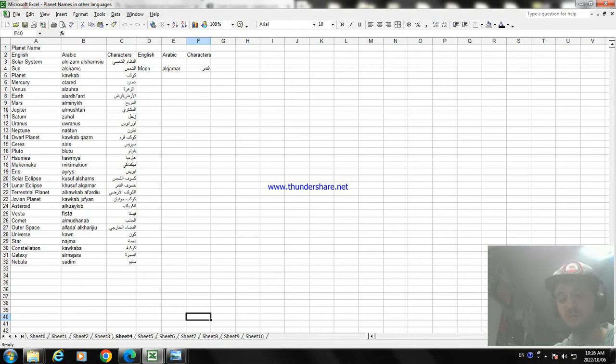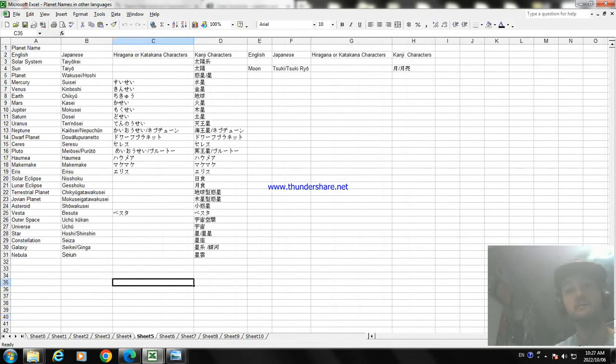Now here it is in Arabic, but first, Ceres in Arabic is this one. Now the next one is going to be Vesta. Okay, so that's how to say Ceres and Vesta in Arabic. Now, the next one.